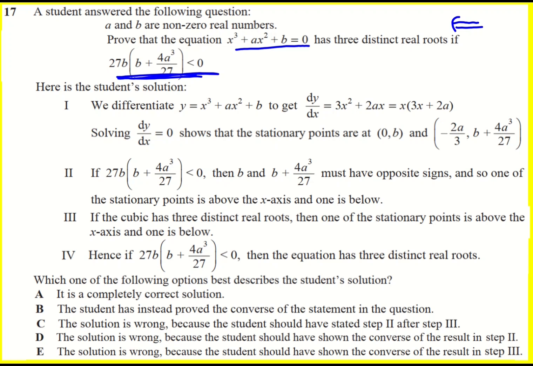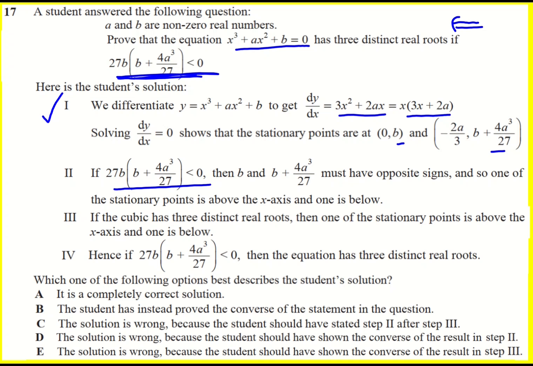distinct real roots. So we start with statement one, we differentiate and get this, and you can factorize it. And then solving gives x equals 0 or minus 2a over 3. And if you sub back in, you'll see that these y values are correct as well. So 1 is okay. And now we're using the fact that this is less than 0.